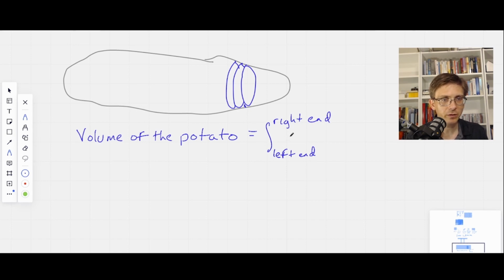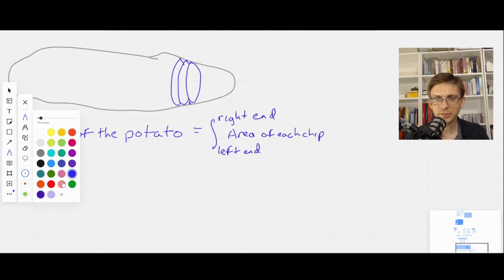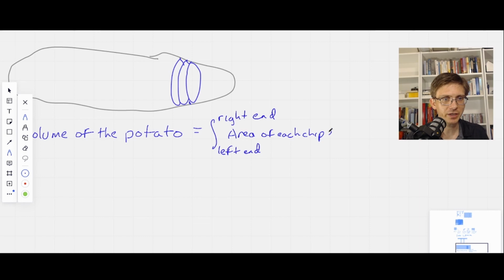And what is it the integral of? It's going to be the integral of the area of each chip times the thickness of the chip. And if we made each of these chips infinitesimally thin, then we would get the exact volume of this potato.